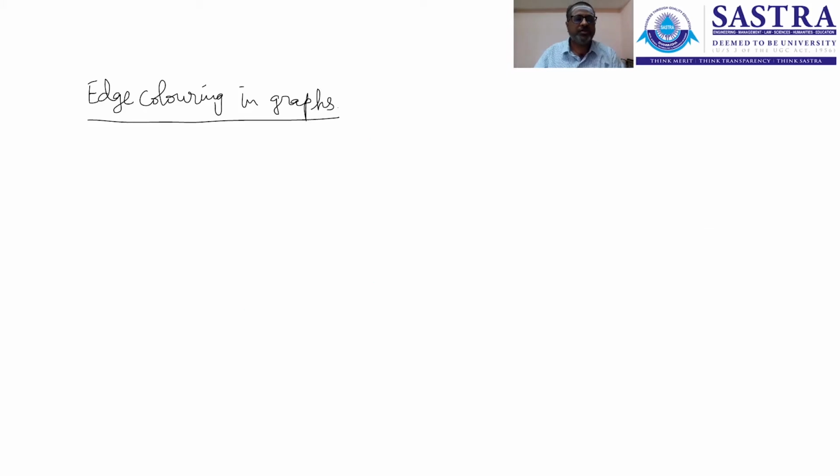In this lecture, we will be discussing edge coloring in graphs. We have already seen what is meant by a vertex coloring. Now here, we will be giving colors to the edges. So that is called an edge coloring. But what type of coloring we give has to be defined properly. So that is the first part here.